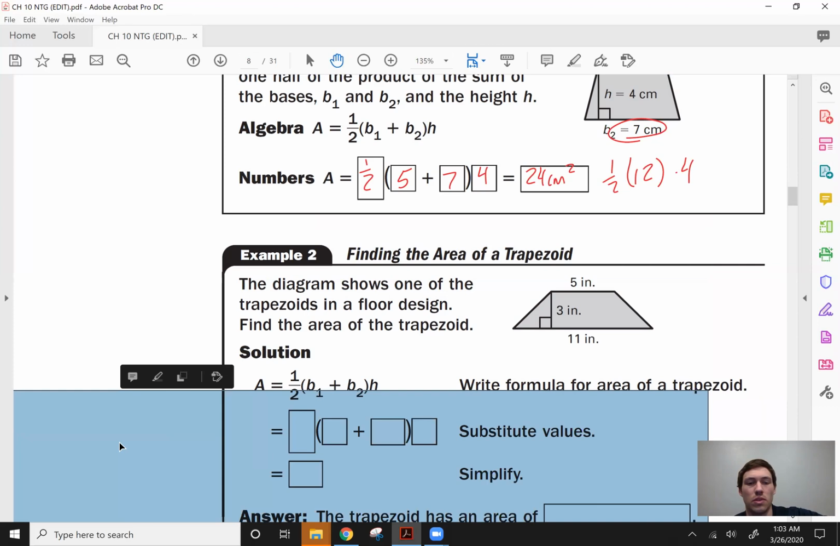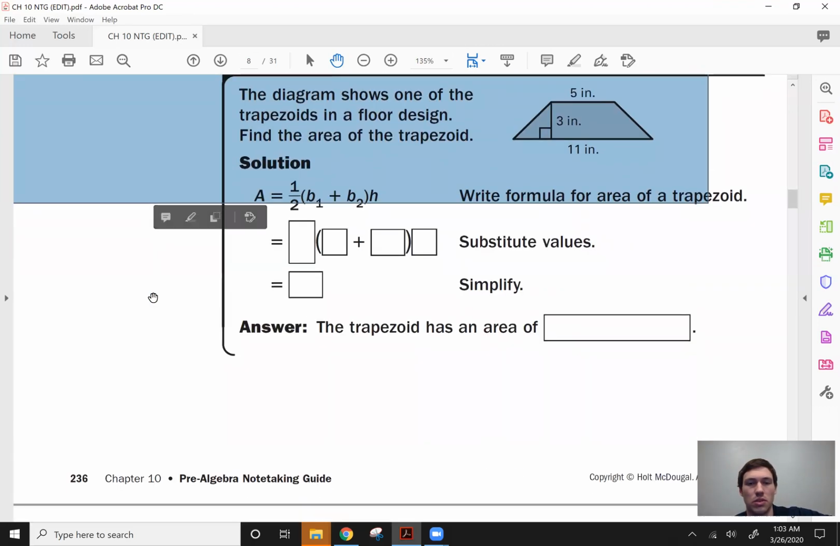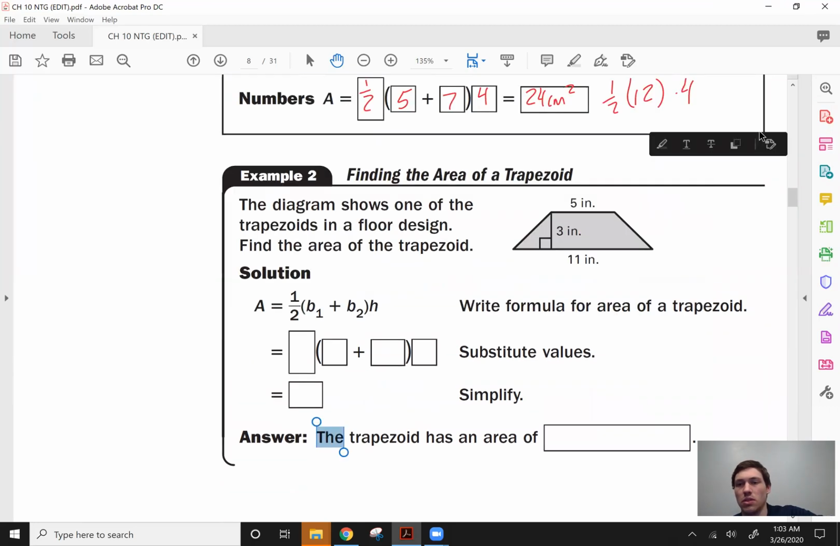So another example here. All right, so it's asking for the area of this trapezoid. So base 1, base 2. So I take 1/2 times base 1 plus base 2. Now, how do you know, Mrs. Gerard, how do you know the difference between base 1 and base 2? Well, it doesn't really matter. 5 plus 11 is the same thing as 11 plus 5. It's not going to change anything. And the height is 3.